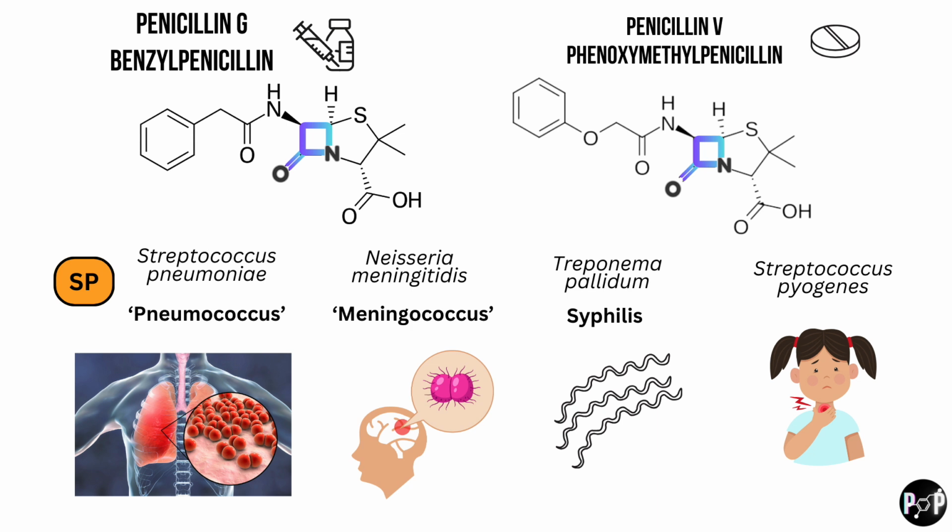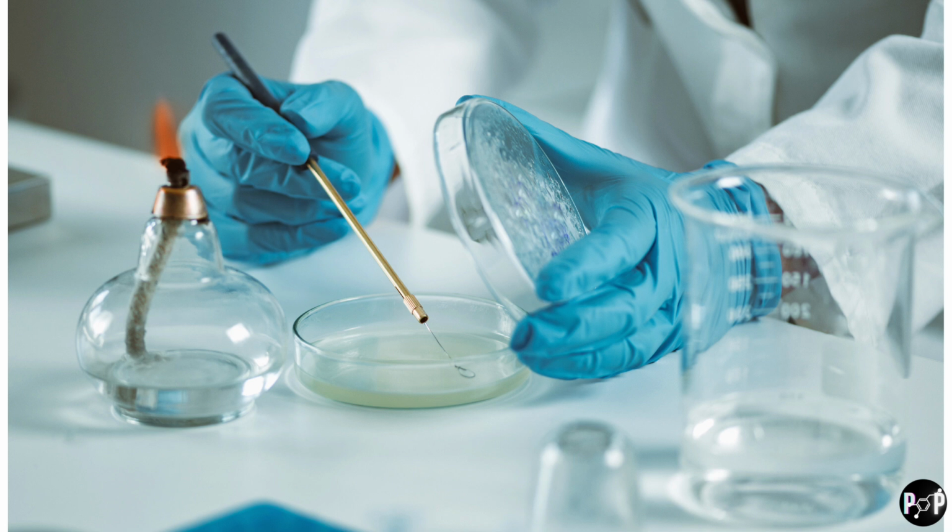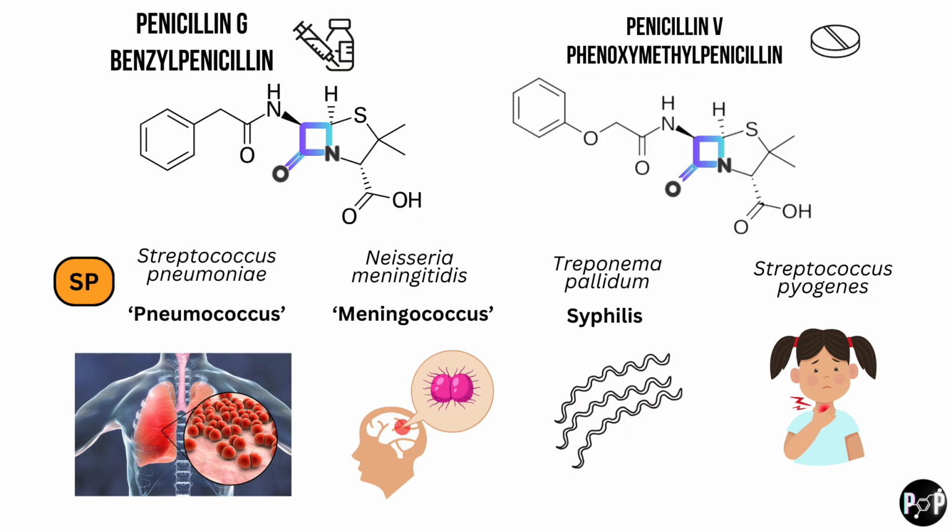Pen G is IV only, and Pen V is the PO or oral variant. So Pen G is more potent and is what you tend to see being used for the treatment of syphilis, and is a key antibiotic for confirmed Strep pneumoniae, but generally it is too narrow spectrum to be used empirically, so normally would need lab tests to confirm Streptococcus pneumoniae before it is then deployed. Pen V can be used for confirmed and uncomplicated streptococcal infections, such as strep throat caused by Streptococcus pyogenes, also known as group A strep.